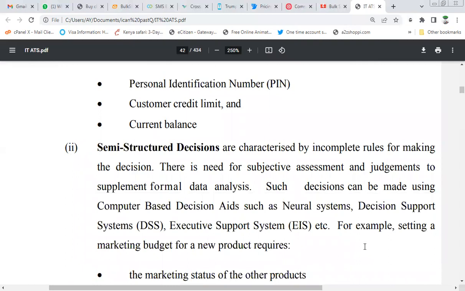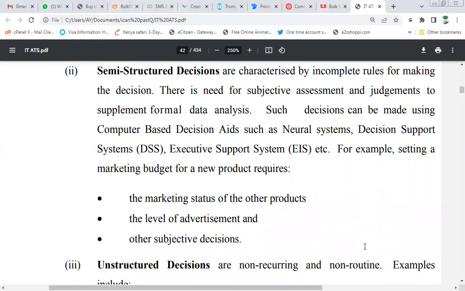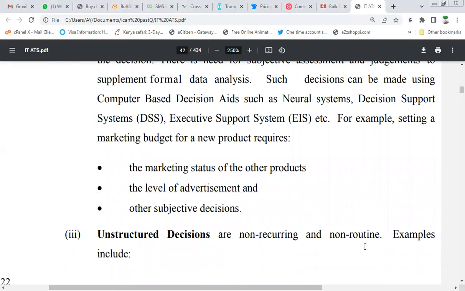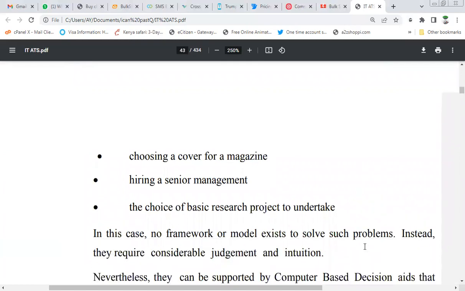For example, the decision to grant credit to an established customer requires the following: personal identification number, credit card limits, current balance. Semi-structured decisions are characterized by incomplete rules for making the decisions. There is need for subjective assessment and judgment to supplement formal data analysis. Such decisions can be made using computer-based decision aids, such as decision support system, executive support system. For example, setting a marketing budget for a new product requires the marketing status of other products, the level of advertising, and other subjective decisions. Unstructured decisions are non-recurring and non-routine. Examples include choosing a cover for a magazine, hiring a senior manager, the choice of basic research project to undertake.